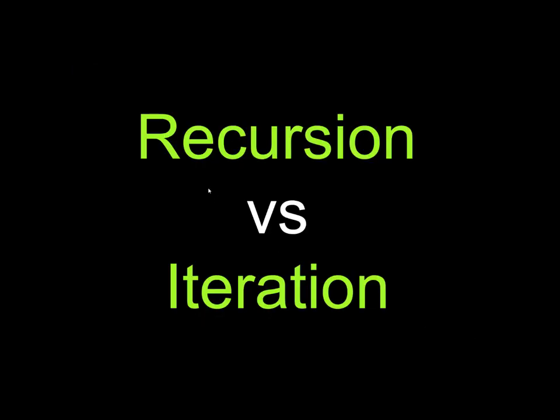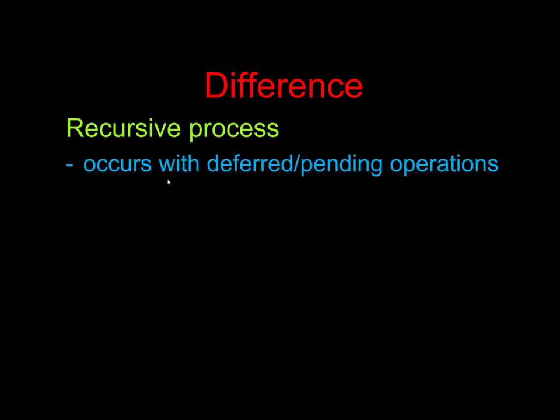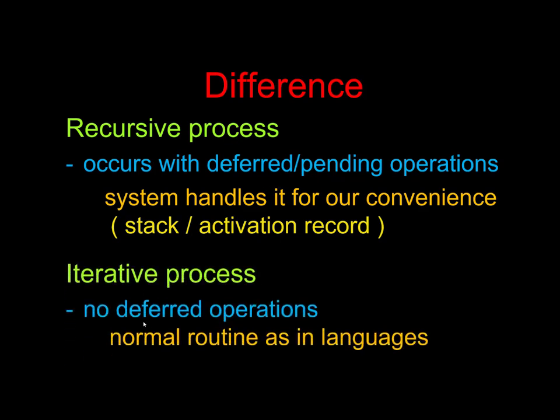We now sum up recursion versus iteration. In a recursive process, the recursion occurs with deferred or pending operations, and the computer system handles it for our convenience, using the system stack, or more formally the activation record. And so these deferred pending operations cost extra space needed to run the program. On the other hand, in an iterative process, there are no deferred operations. Everything you need are simply while or for loops available in the language.